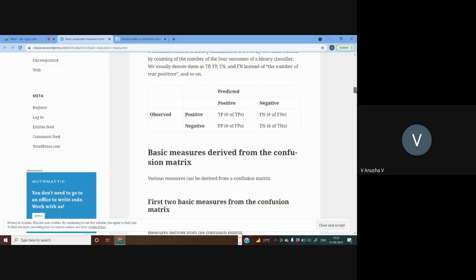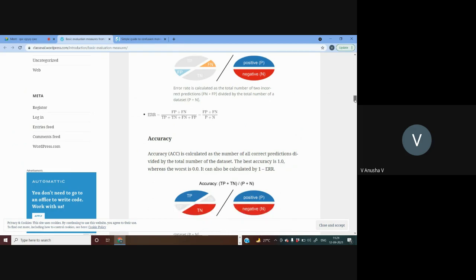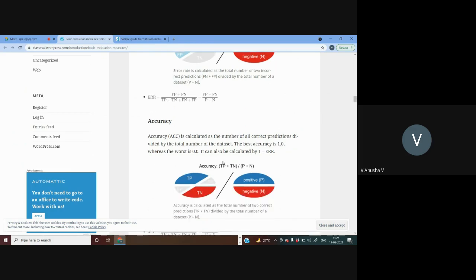So here in accuracy, they are saying that accuracy is calculated as the number of all correct predictions divided by the total number of the data set. The total number of the data set will have all four outcomes: false negative, false positive, true negative, and true positive. Okay. So now what should I do? I need to consider the number of all correct predictions. Correct predictions are nothing but true positive and true negative. That is TP plus TN by P plus N. P plus N is nothing but all positive values and all negative values. So this is your formula. By N you can just consider the total number of samples.